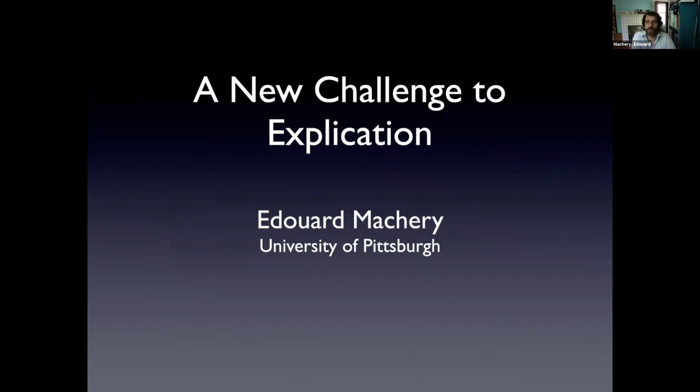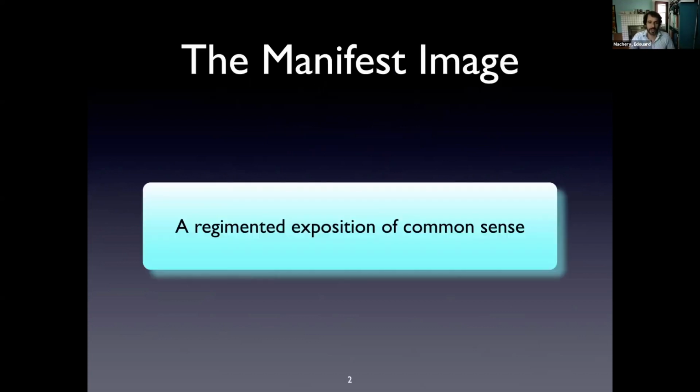What I want to do in the next 60 minutes is to sketch a new challenge to the practice of explication. And I'll give you more detail as we go on. I take explication to be one of the tools that we can use to articulate what I will call the manifest image and the scientific image, using what we could call common sense and science, but I will use Sellarsian metaphors, the manifest image and the scientific image.